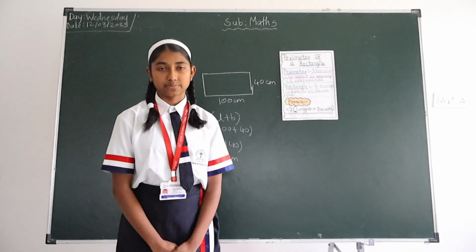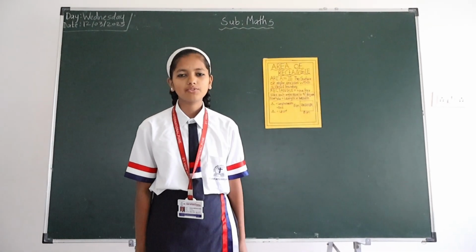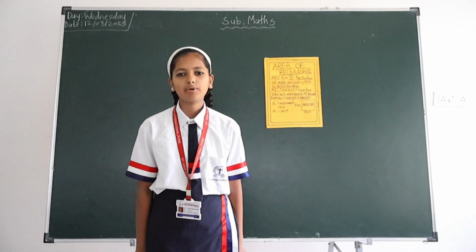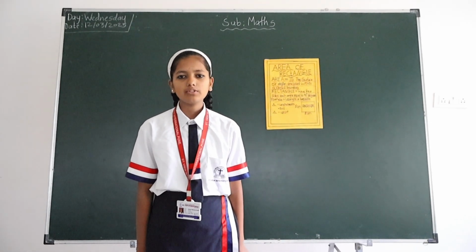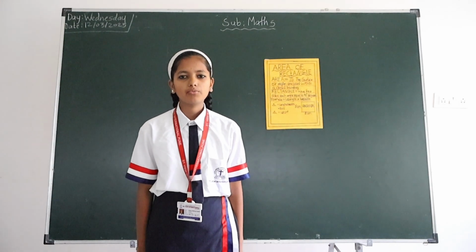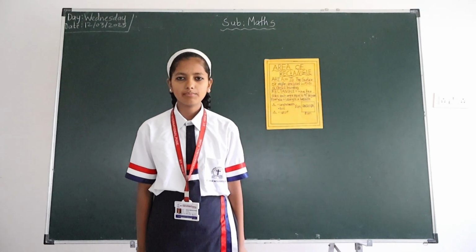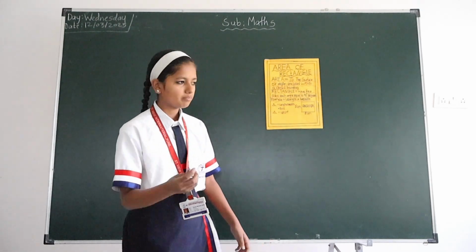Thank you. Hello friends, myself Suhana. Today I am going to explain to you about area of rectangle. A rectangle has 4 sides, each angle equal to 90 degrees. The formula of area of rectangle is length multiplied by breadth. Let's see an example.